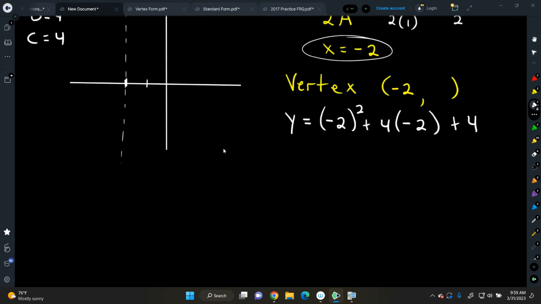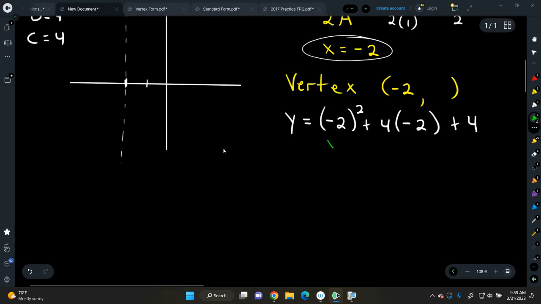Okay? So I plugged it in, right? My equation is x squared plus 4x plus 4. That's my equation. That's what y equals. So I plug it in. So that means y equals negative 2 squared is equal to what?